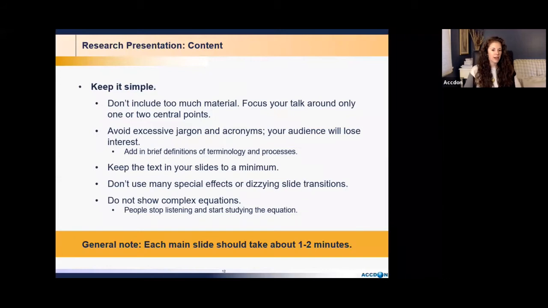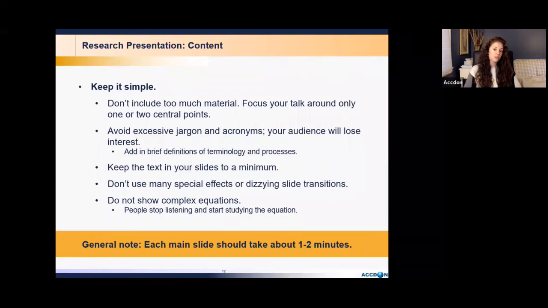And regarding the content, as you've probably heard me hinting at, it's really important to keep it simple. And this is probably the hardest thing going from a manuscript to a talk, because your manuscript is so detailed, and also to get published, you had to focus on so many details about adhering to the journal's guidelines. But again, for talks, do not include too much material. You need to identify that main message and focus your talk around only 1 or 2 central points.